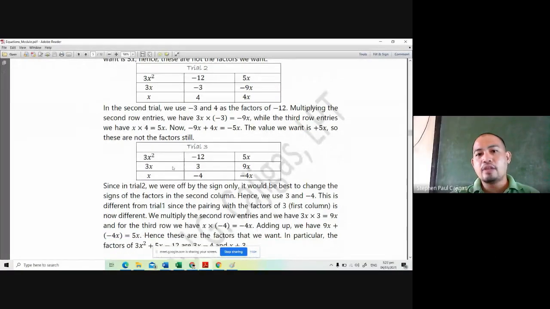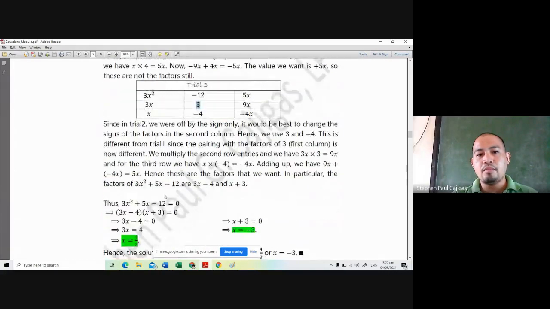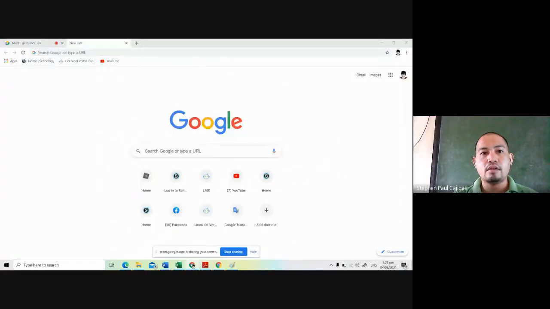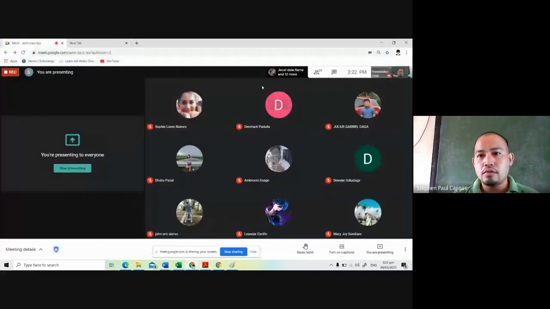So this is the factoring: you pair them diagonally. So it becomes 3x minus 4 times x plus 3. So these will be our factors, 3x minus 4 and x plus 3. And then you can verify this: if you expand it, you get 3x squared plus 5x minus 12.